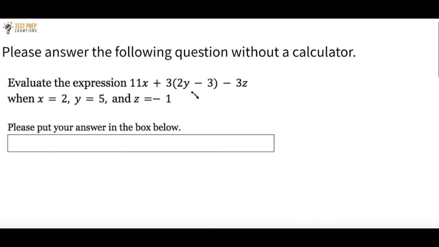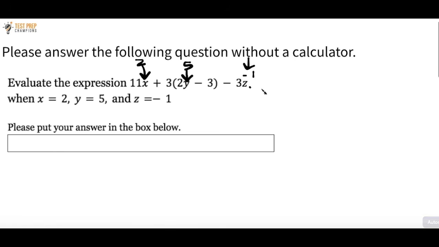Okay, so for a question like this, basically, we're told that x equals 2. So what I'm going to do is I'm going to come into my expression here, and where I see an x, I'm just going to replace that with a 2. Now I'm going to do the same with y. Since it tells me that y equals 5, everywhere that I see a y, which is right here, I'm going to replace that with a 5. And the same with this z right here. I'm going to replace that with -1.